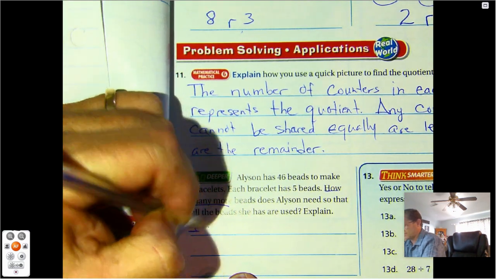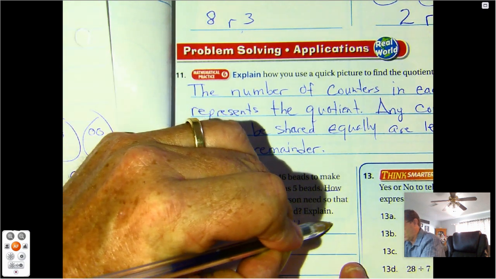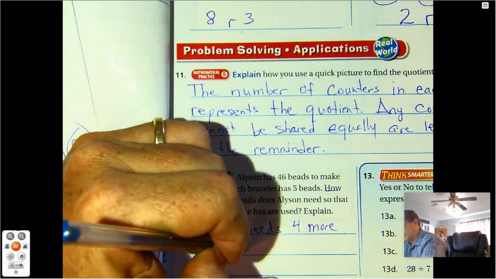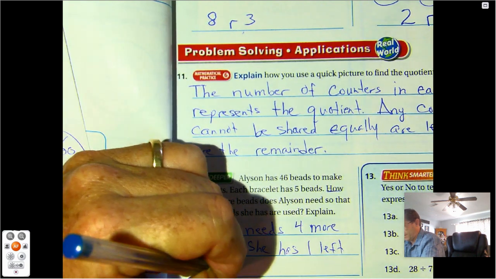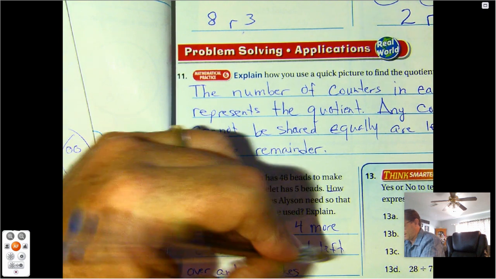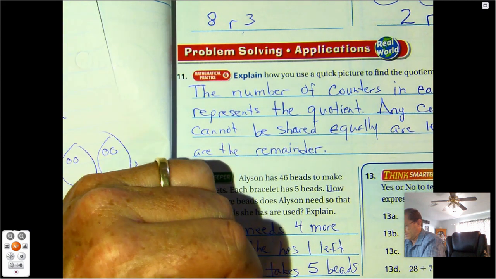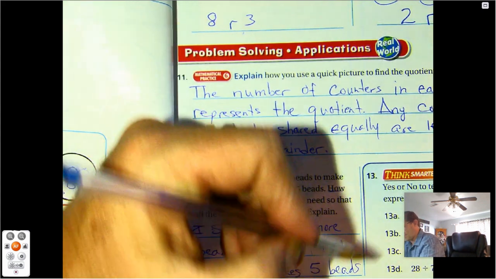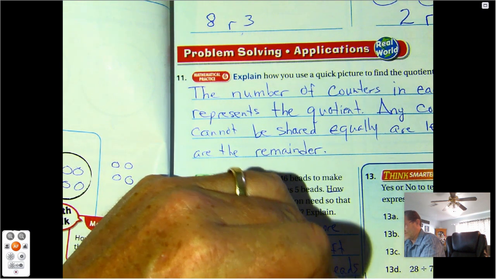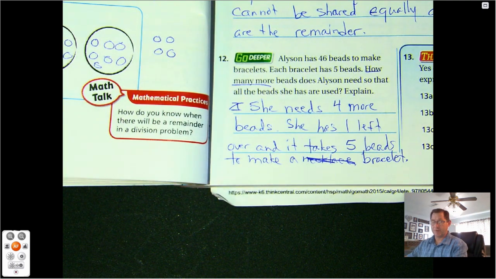She needs 4 more beads. She has 1 left over, and it takes 5 beads to make a necklace. Not a necklace, a bracelet. Okay. So in explanation, she needed 4 more beads, right? We saw that each group has 5. She only had 1 bead left over, so she'd have to add 4 more to get to 5.